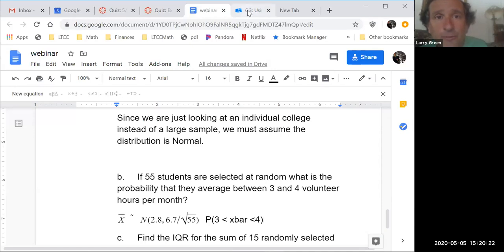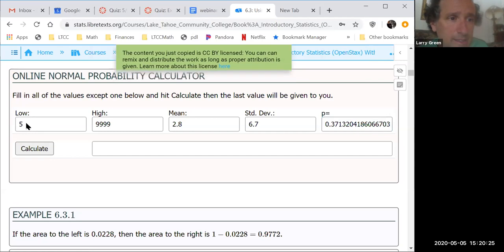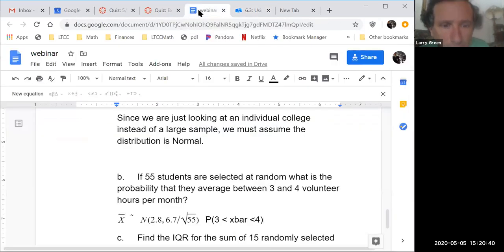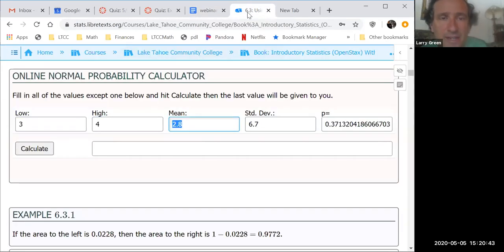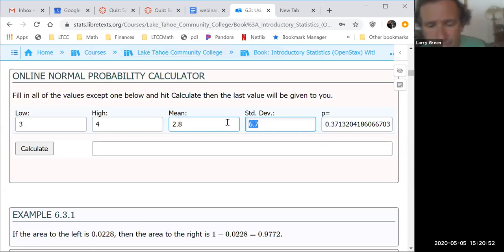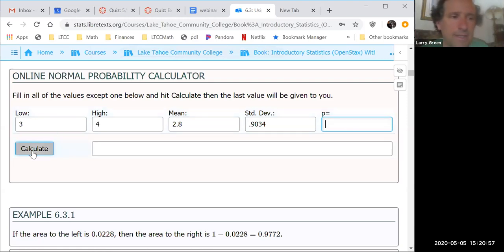Okay, we want to be between 3 and 4. So our low is 3. Our high is 4. Our mean was 2.8, so that doesn't change. And our new standard deviation is 0.9034. And let's get rid of the old probability. And I hit calculate. And you get about 0.3204.